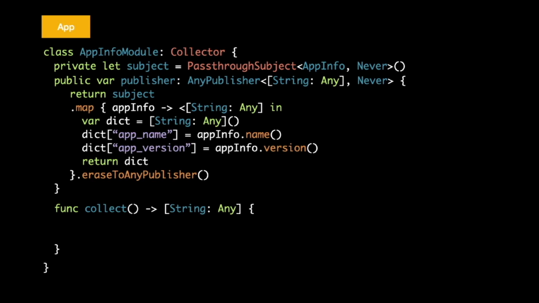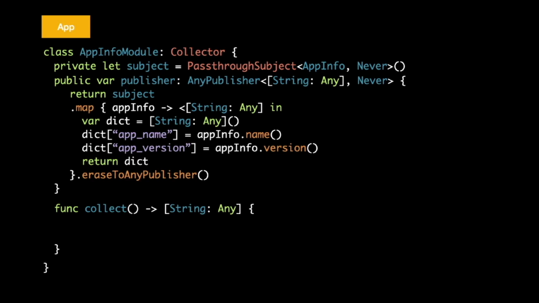So we declare this public publisher property to be a type of any publisher, which is a type erased publisher that publishes a string any dictionary and can never fail. Using that subject in our map operator, when we get the app info model, we can create our dictionary like before. And then finally, we call erase to any publisher to create that type erased publisher. Again, we don't want to expose implementation details to the outside world. Instead, we want to use this type erased publisher, any publisher.